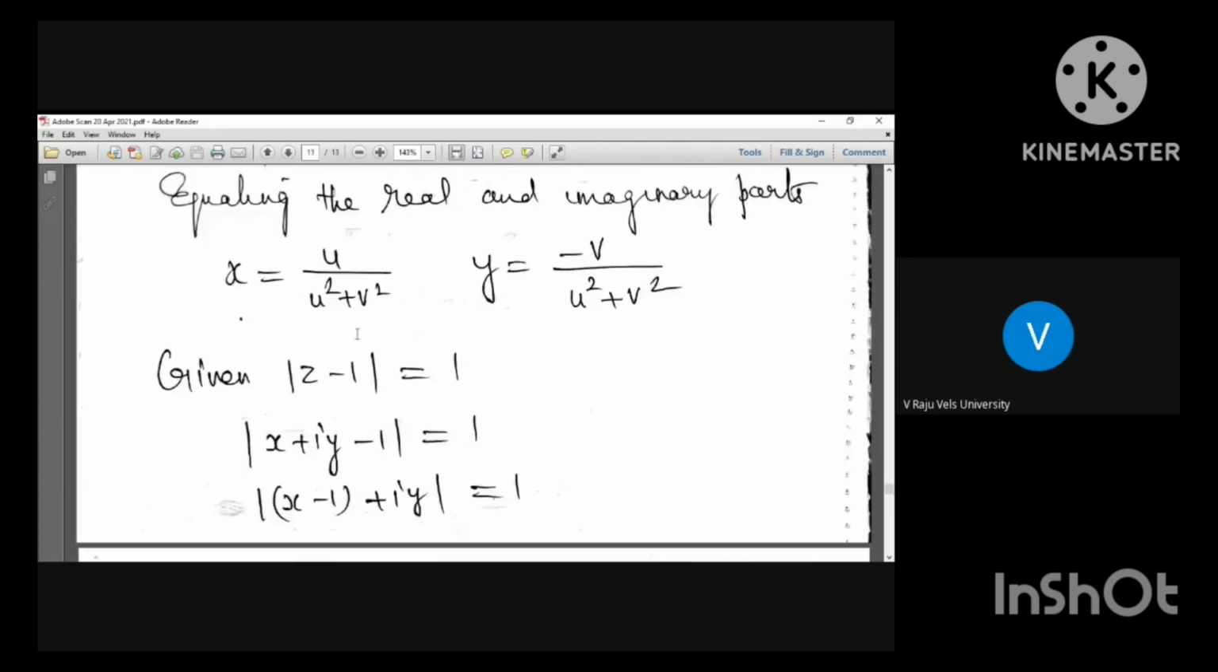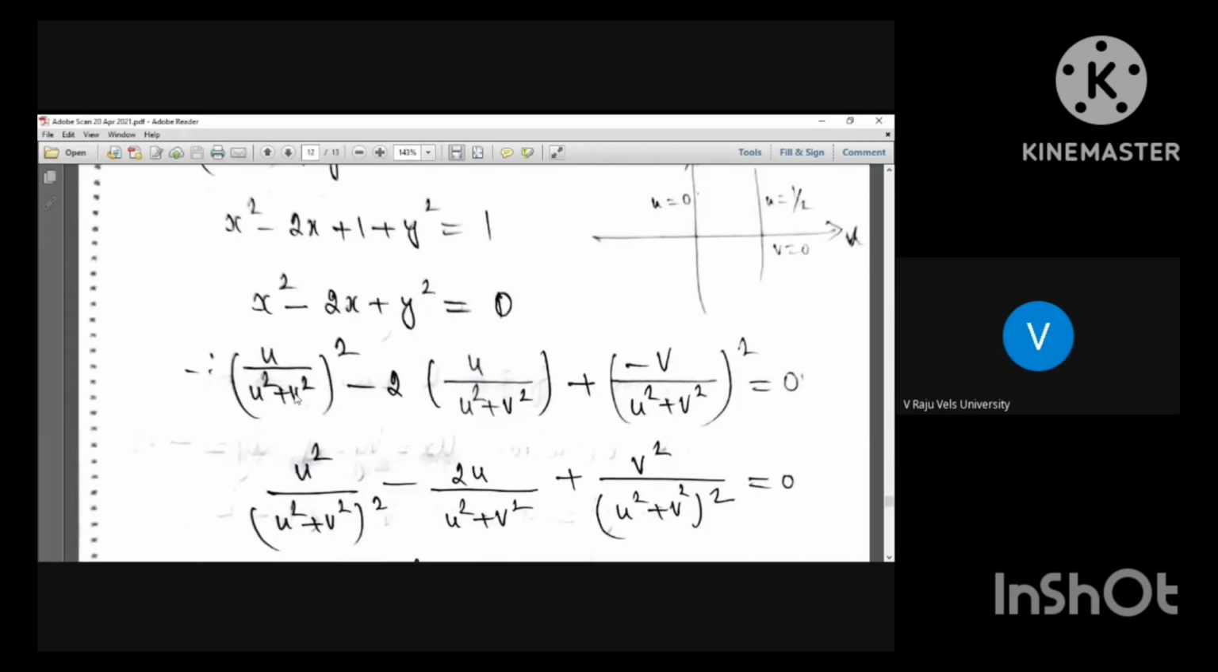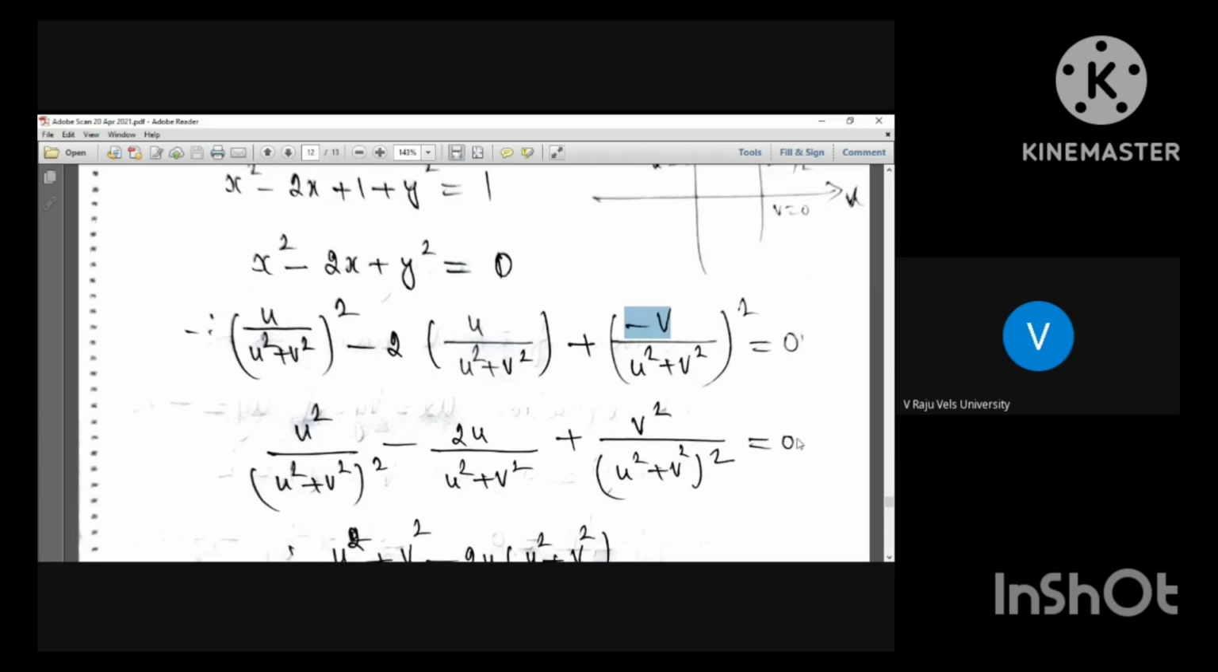What is x? Already we know, x is u divided by u square plus v square. What is y? Y is minus v divided by u square plus v square. Substitute here. So u divided by u square plus v square whole square, minus 2 into u divided by u square plus v square, plus y square, minus v divided by u square plus v square whole square. So first term: u square divided by u square plus v square whole square. Second term: minus 2u divided by u square plus v square. Third term: v square divided by u square plus v square whole square.